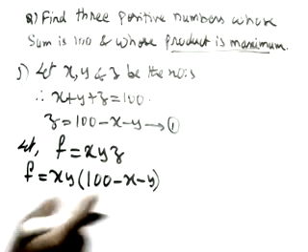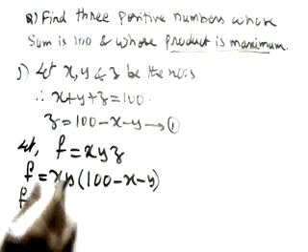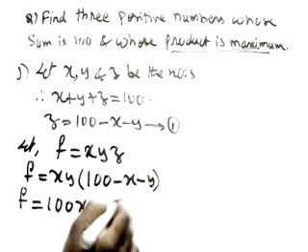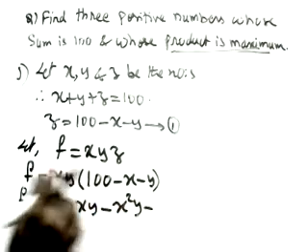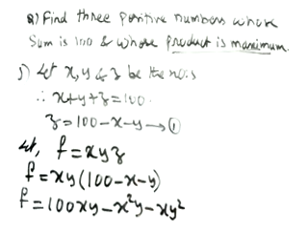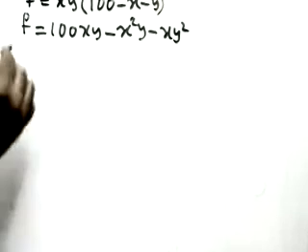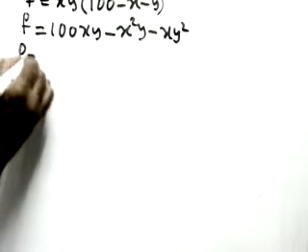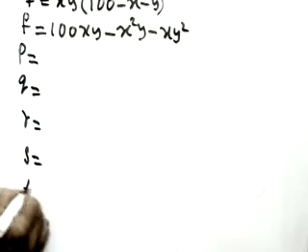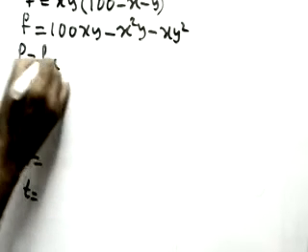First let me multiply this, then afterwards let me differentiate. f equals xy into 100, which is 100xy, minus x into xy, which is x squared y, minus y into xy, which is xy squared. Now let me find the values. We have discussed this already in the previous class. Now we have to find p, q, r, s, t.